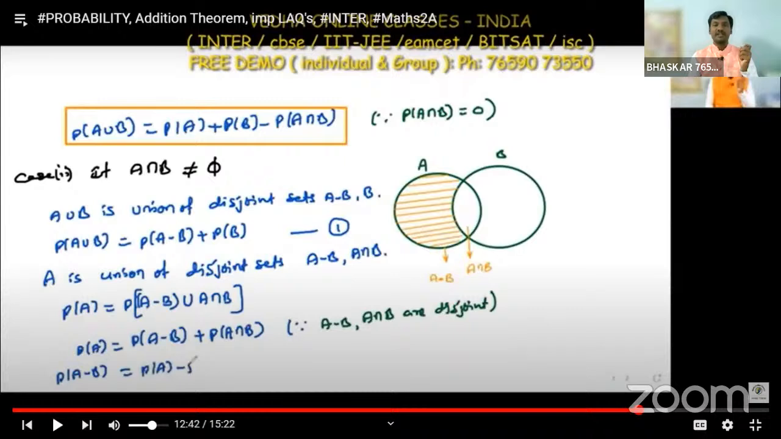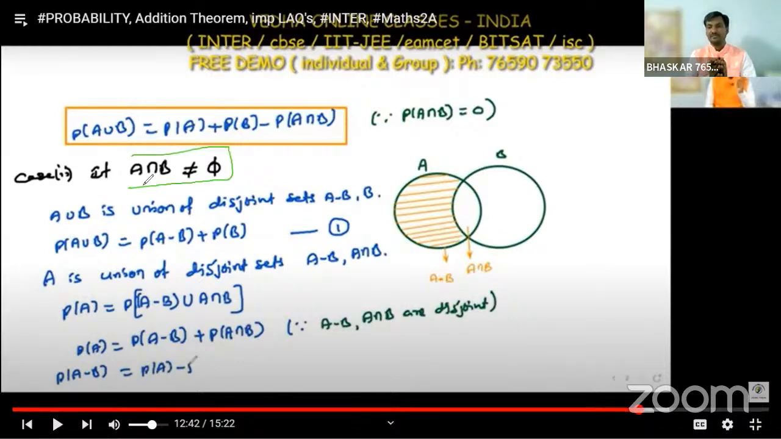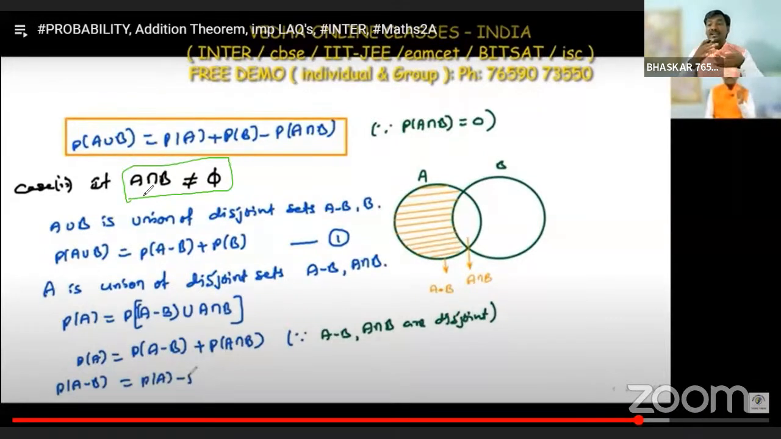Another case: if we take the other case, A intersection B is not equal to phi. If they are not equal to phi, it means they are intersecting. Here we have set A and set B, these two are the events here. We have some common part there.